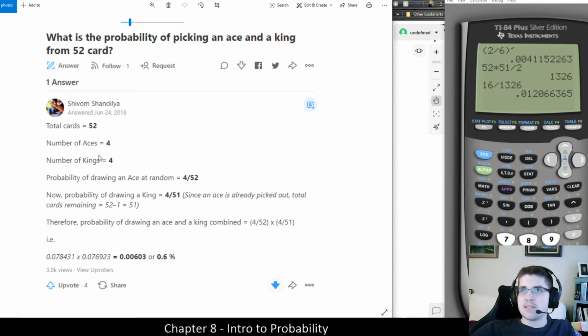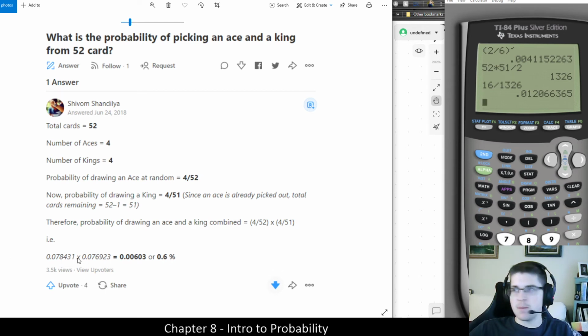So this person finds the number of cards, the number of aces, the number of kings. They think about, kind of like I did in the last example, what's the probability of my first pull being an ace? They say that's 4 out of 52. Yeah, of course, because there's 4 aces out of 52 cards. Now the probability of drawing a king is 4 out of 51. Also true. So what they do is they multiply those together, as I said in the last video, which gives me a result of 0.6%.